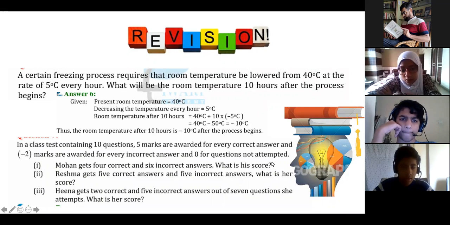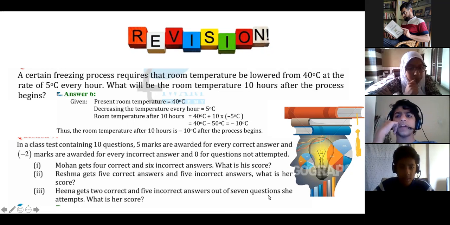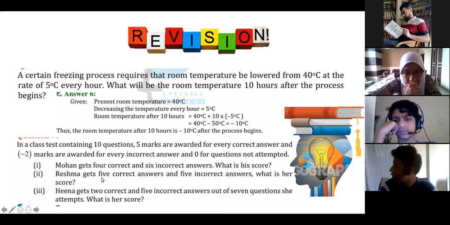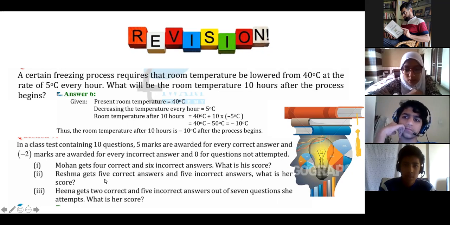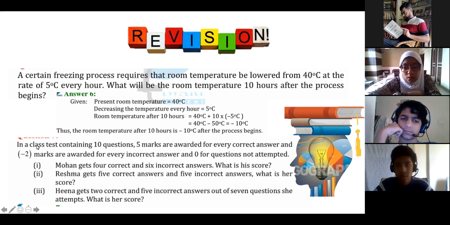Okay, understood how to do this question? Reshma gets 5 correct answers and 5 incorrect answers. What is her score? 25 score for correct answers and 10 for incorrect answers, minus 10. So what is the final score? 5 fives are 25, minus 10. How much is the answer? 15.